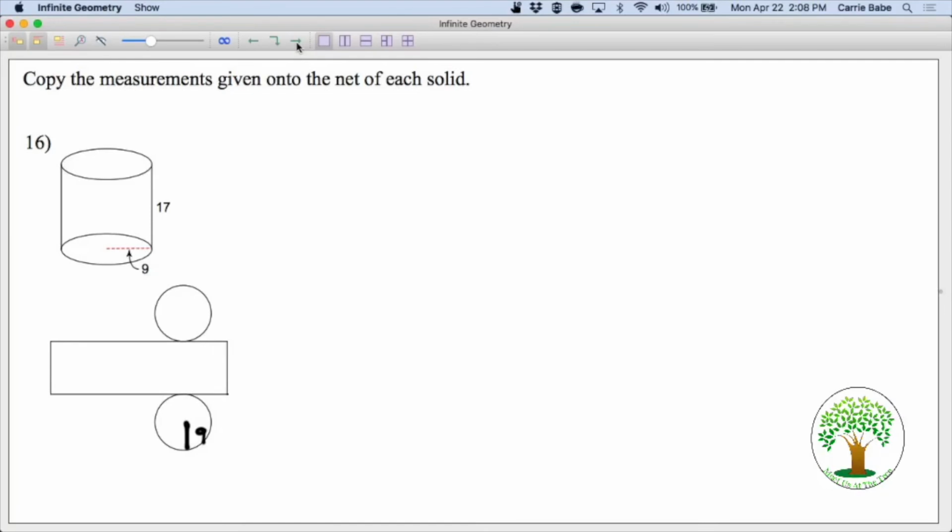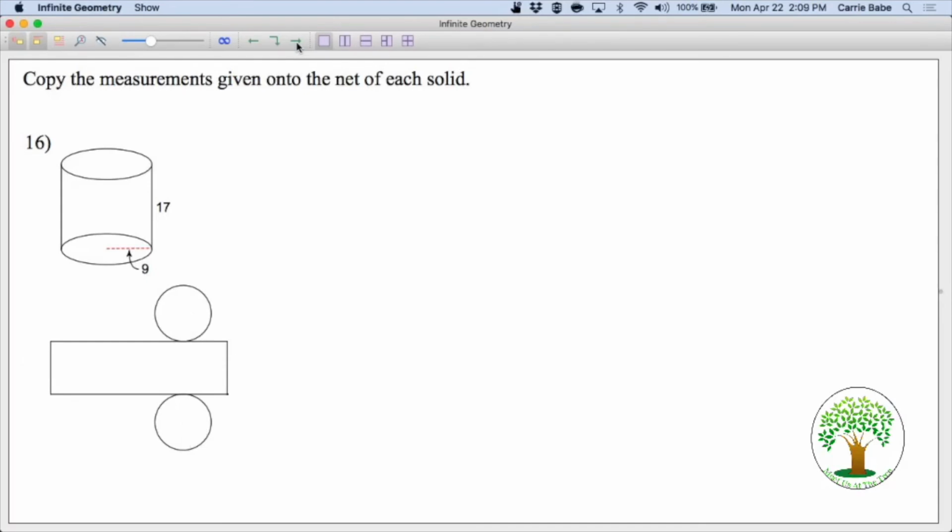Where does the 17 go? On the short side of the rectangle. On the short side of this rectangle. You could put it there, or you can put it over here. And that 9 could have gone in here also. So you need to realize that the answer key might have it a little different. Actually, I'm going to show you what the answer key does have.